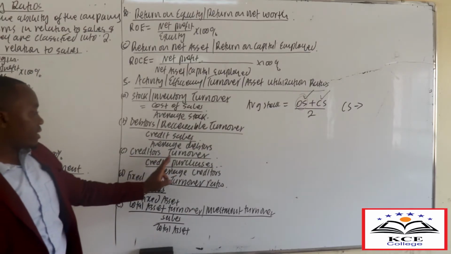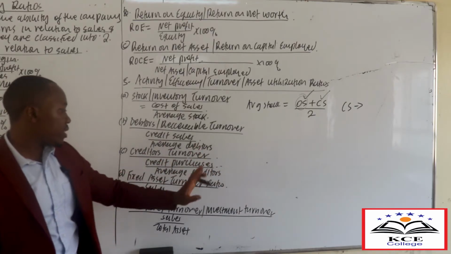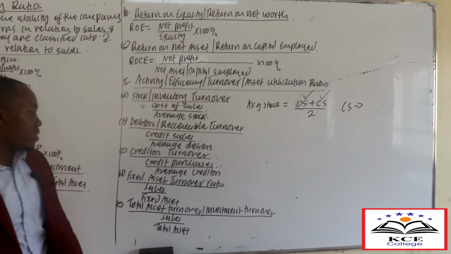How do you get the creditors turnover? Creditor turnover, you take the credit purchases, you divide by the average creditors. Then you have the fixed asset turnover ratio.